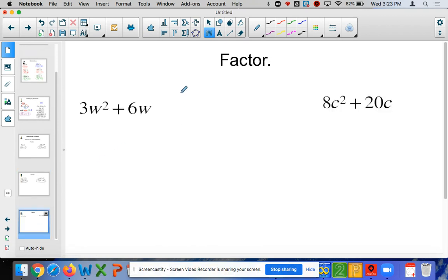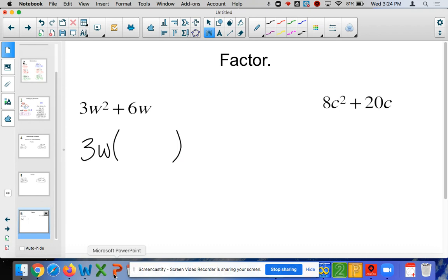Now here, I want to factor out both a number and a variable if I can. Let's take a look at 3w squared plus 6w. Let's look at the numbers first. Do 3 and 6 share a number? The answer is yes, they share a 3. Now we can actually go a step further. Both of them have at least 1 w, right? So I'm going to have to factor out a w. And there we go. So let's start factoring away.